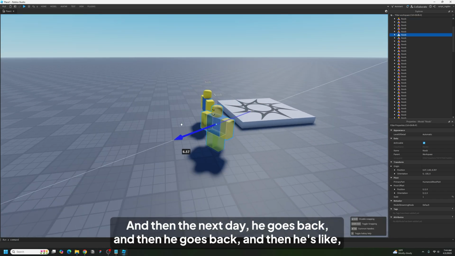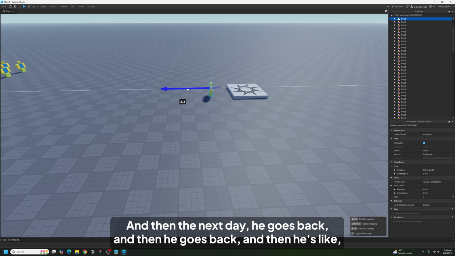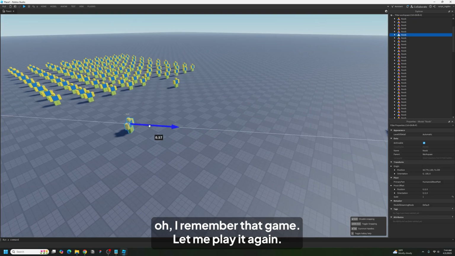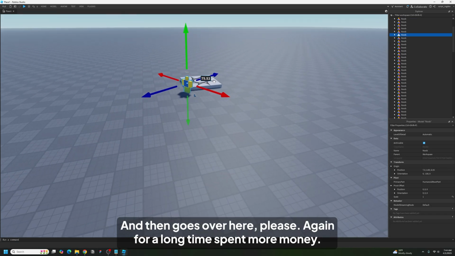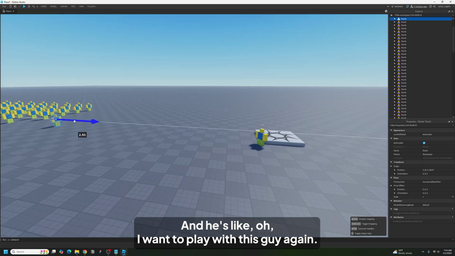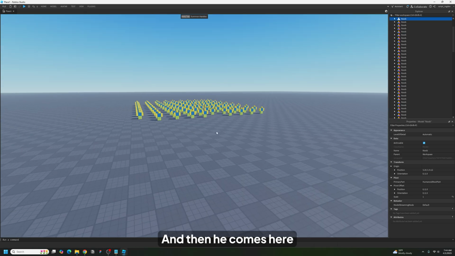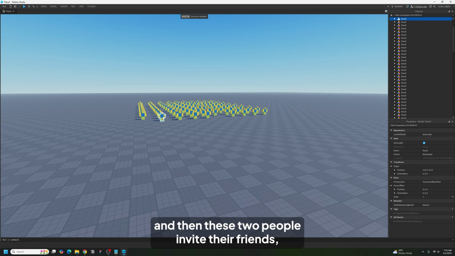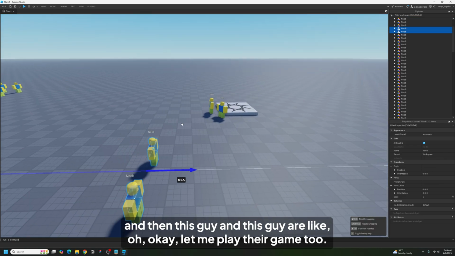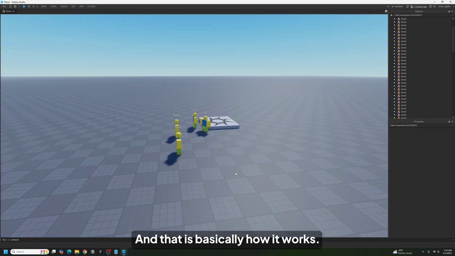And then the next day he goes back, and he's like, oh, I remember that game, let me play it again. And then he goes over here, plays the game for a long time, spends more money. And he's like, oh, I want to play with this guy again. And then he comes here. And then these two people invite their friends. And then this guy and this guy are like, oh, okay, let me play your game too. And that is basically how it works.